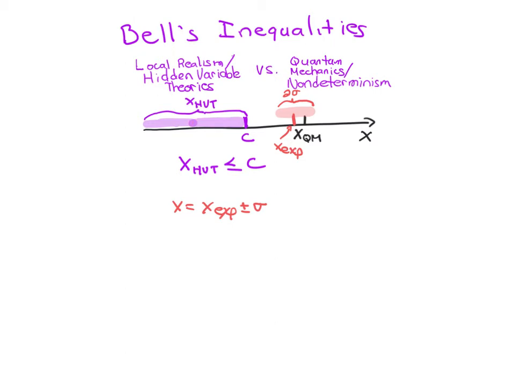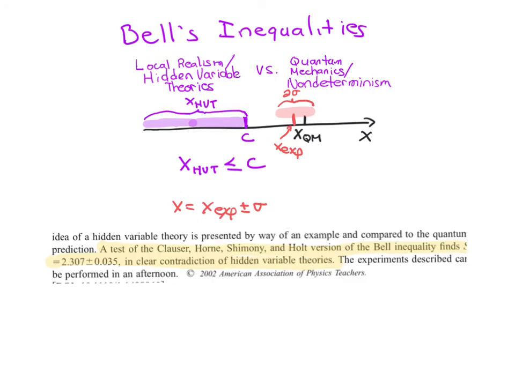So the jargon would be to say that the experimental result violates the Bell's inequality because the experimental values don't lie within the range of possible values that Bell finds for any hidden variable theory. So this experimental result would support quantum mechanics and argue against local realism.